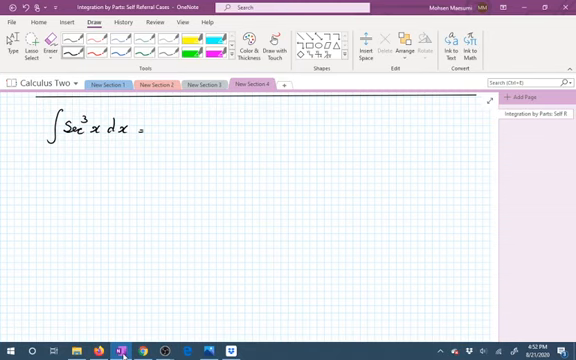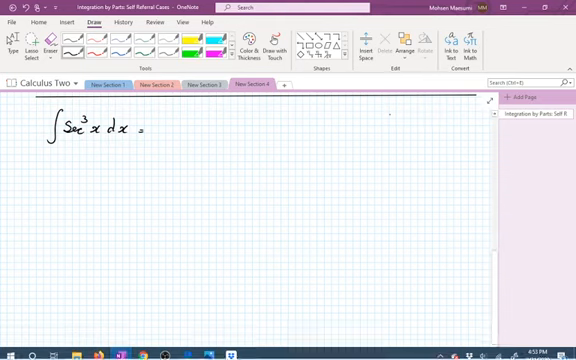Now another case is some trig functions. Here an example is secant cube of x dx, whose integration by parts is essentially in the category of self-referral cases. Let me just remind you some basic facts we know from trigonometry.